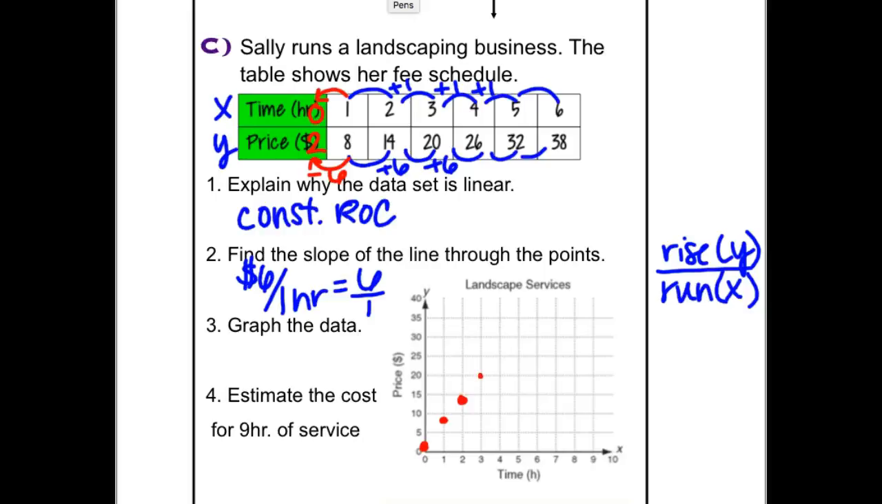We've got (3, 20), and that's probably good enough, although given our next step in the process with the estimation, we probably want to keep going. So we go (4, 26), and then (5, 32), and (6, 38). And I'm going to connect my dots and draw my line way out here. And it says estimate the cost for 9 hours of service. 9 hours of service would fall right here. So our intersection would be right here. If I estimate here, here's 40, 45, 50. It's give or take about $55.